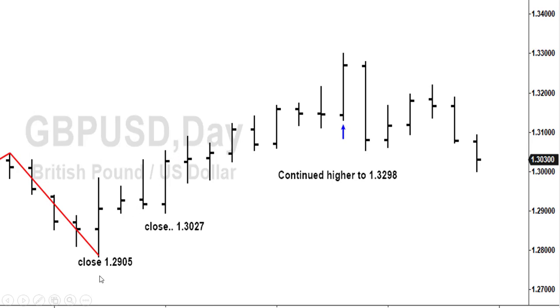and this market then rallied from 129.05, the close of the first vertical bar, and then the close of the second, right up to a high of almost 133, a 400 pip move and almost a 300 pip move in the second outside vertical bar. This is the power of just using vertical bars in your trading.